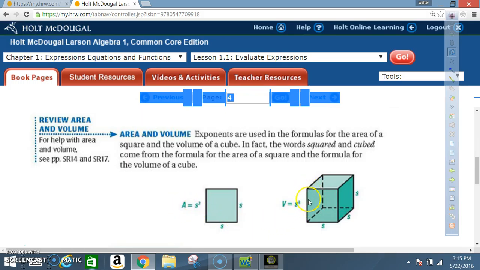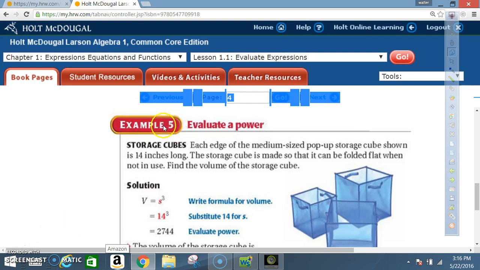Here we have the same thing for volume. Volume of a cube means that all the sides are the same. So the length is s, so is the width, and so is the height. Volume is equal to length times width times height. So you're really saying s times s times s, which means volume is equal to s cubed, or s to the 3rd power.